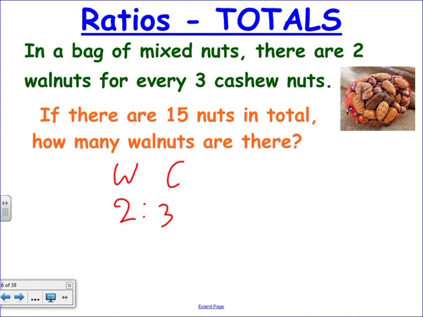So what we're doing at the moment is we're talking about dividing up the total. So it says there are 15 nuts. So those 15 nuts, are they all walnuts or all cashew nuts? They're a mixture. So the 15 lives over this side. Okay? So the 15 is talking about 15 mixed nuts. So I'm going to work out, using this information, how many of each I've got. A ratio is a number of parts. So how many parts in total are there?